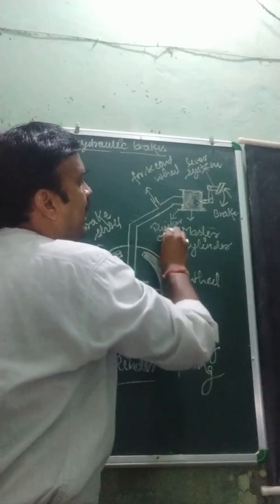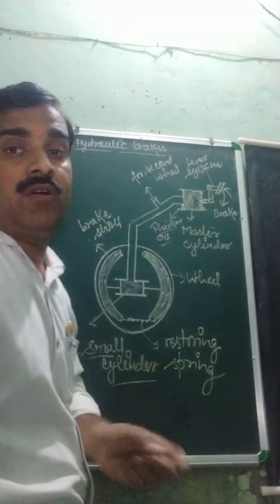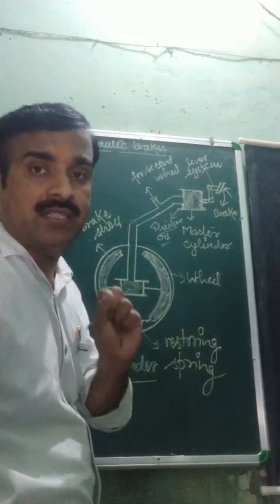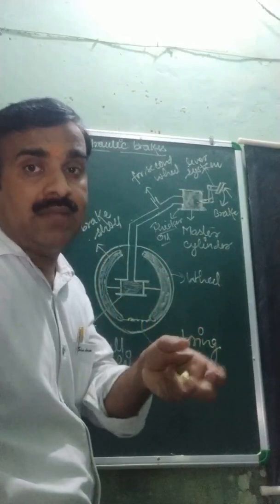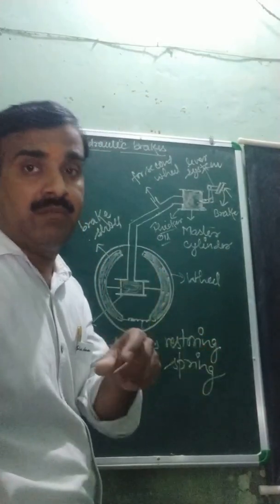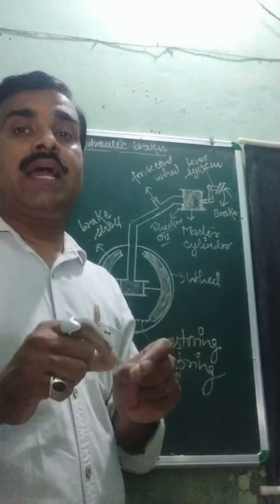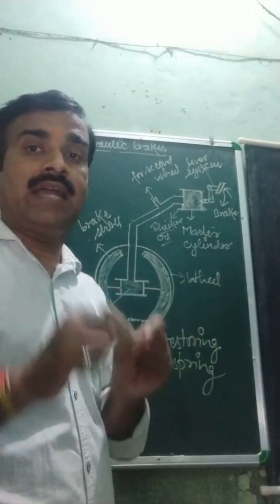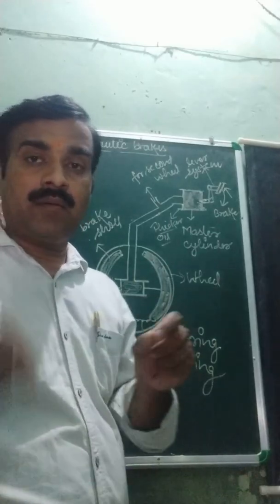Thicker oil. Why will it be thicker oil? Because it will apply more pressure onto the wheels. That's why we have to use the thicker oil. The thicker the oil, the more the density, and if the density is more, more pressure will be applied onto the brake shoes, and immediately the wheels will stop the vehicles.